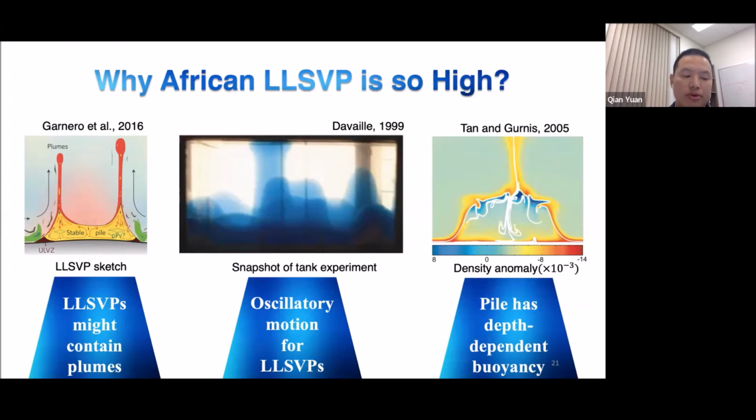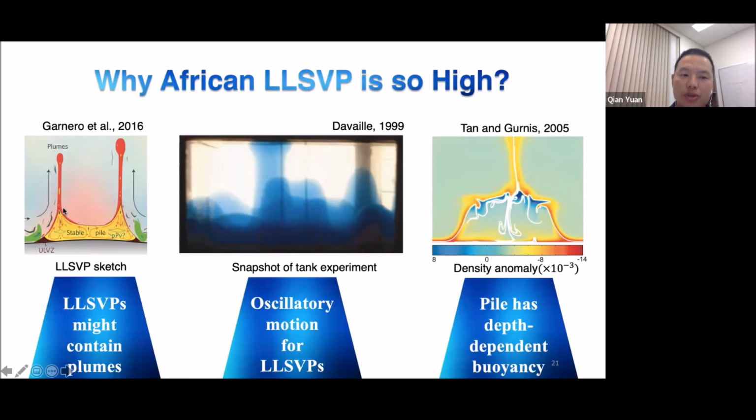There are previous studies on why the African LLSVP is so high. There are three explanations. First, people may argue the height we constrain may include some mantle plume, because we know mantle plumes have a close relationship with the LLSVPs. Then it's possible the height of the LLSVP includes some mantle plume.